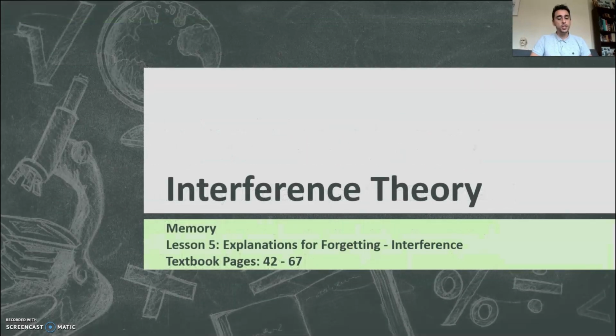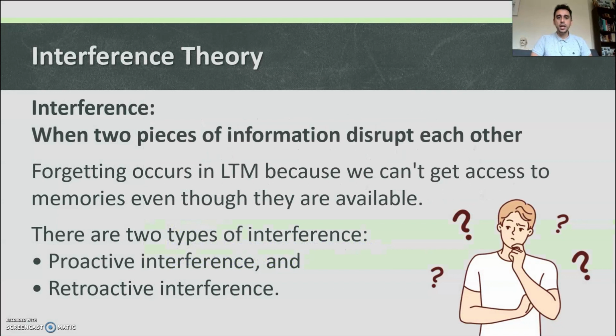Let's start, first of all, with interference theory. Interference: when two pieces of information disrupt each other. Forgetting occurs in long-term memory because we can't get access to memories even though they are available. There are two types of interference: proactive interference and retroactive interference.